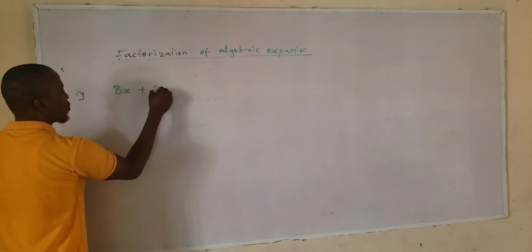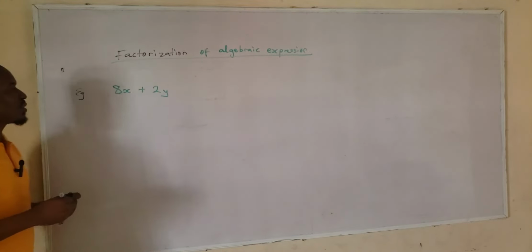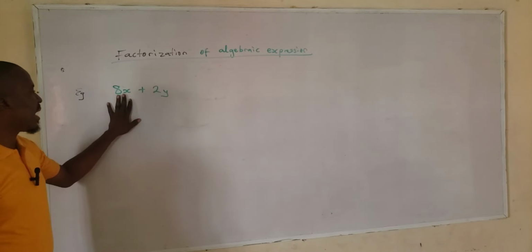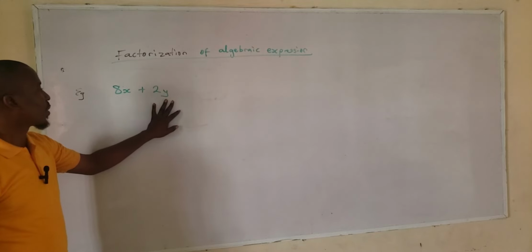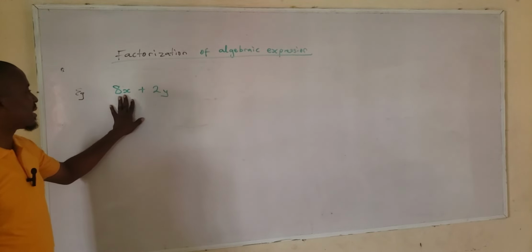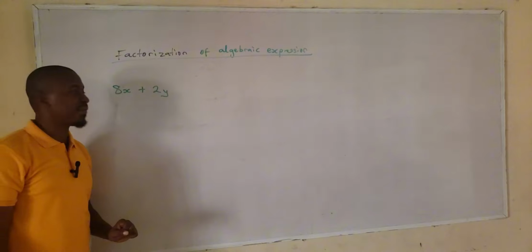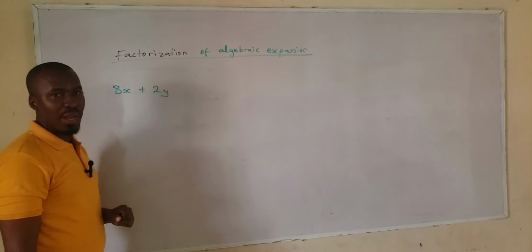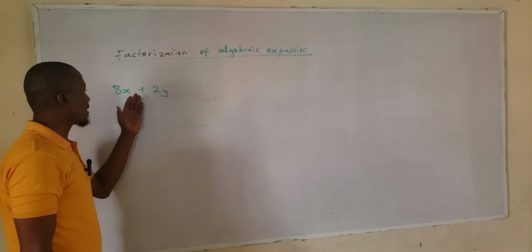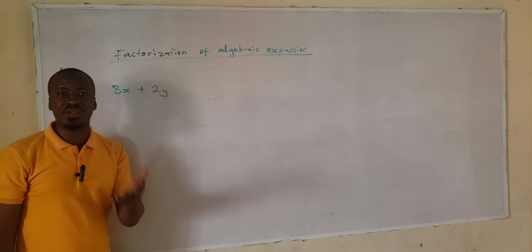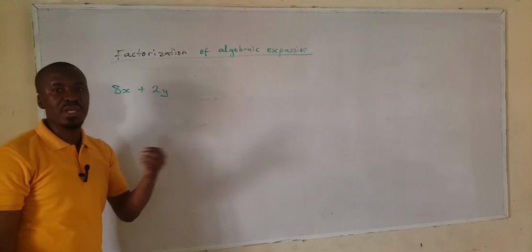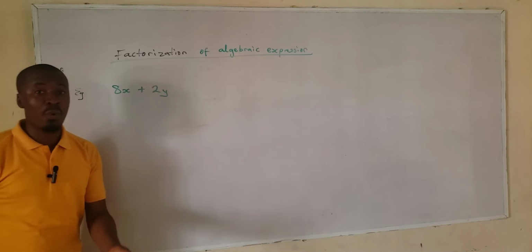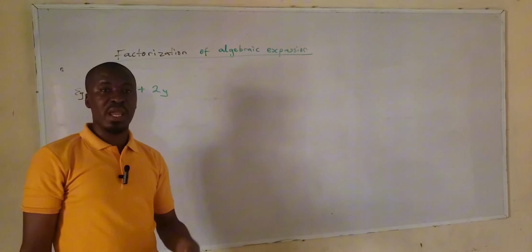8x plus 2y. The question I have here is that these are two expressions, 8x and 2y. What is common between 8x and 2y? In factorization, your job is to bring out what is common between two or more different algebraic expressions.